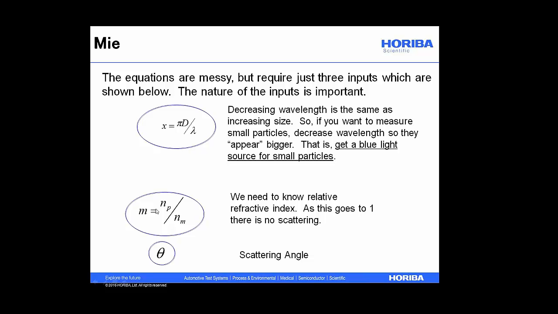We also have m, which is a relative refractive index, and that's going to be the refractive index of the particle divided by the refractive index of the matrix, or the material around the particle. And finally, we have theta, or the scattering angle, and that depends on the geometry of the instrument. Now, I blew through the equations without going into much detail because the machine does it all for you. There are some mathematicians back in Japan who worry about this on a pretty regular basis. We don't have to, so that's a good thing.